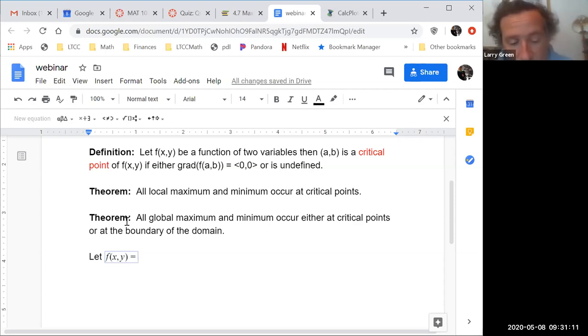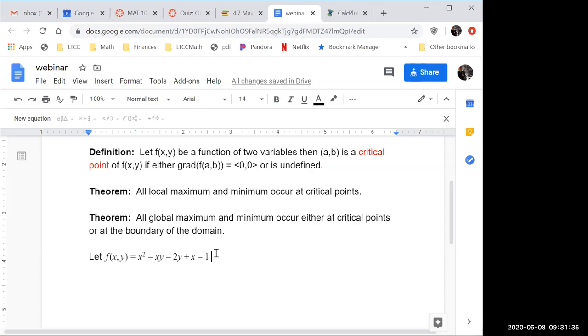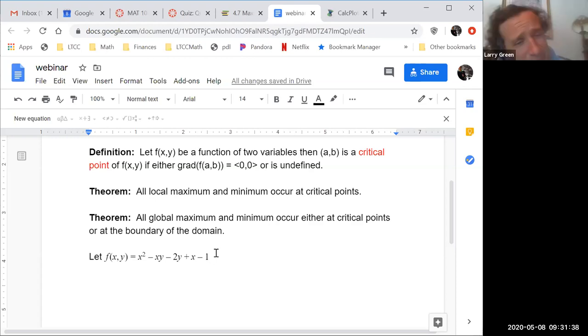f equals x squared minus xy minus 2y plus x minus 1. Okay, any guess what the question is going to ask? What are the max and mins? Yeah, that's going to be a little later. We're not ready for that yet. But what are the critical points? Find the critical points.